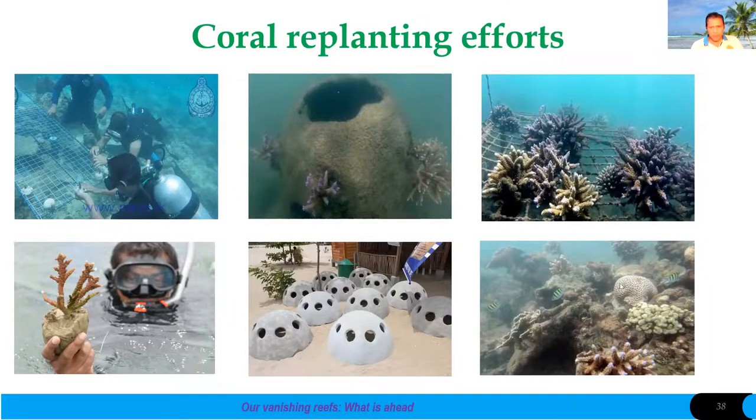Or otherwise, like here, the replanted, there is a special type of cement and you can very easily and quickly settle them. Actually, all these images are from Sri Lanka. Some like this, you can see the Sri Lanka police diving unit there doing this restoration program.